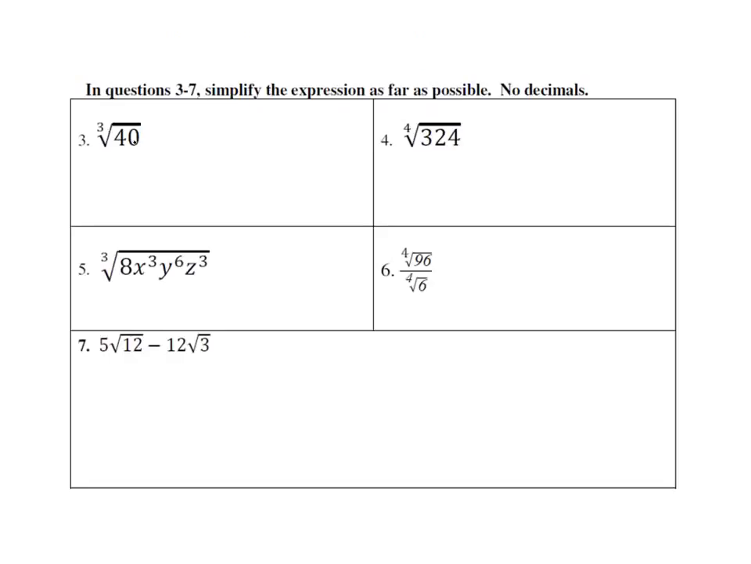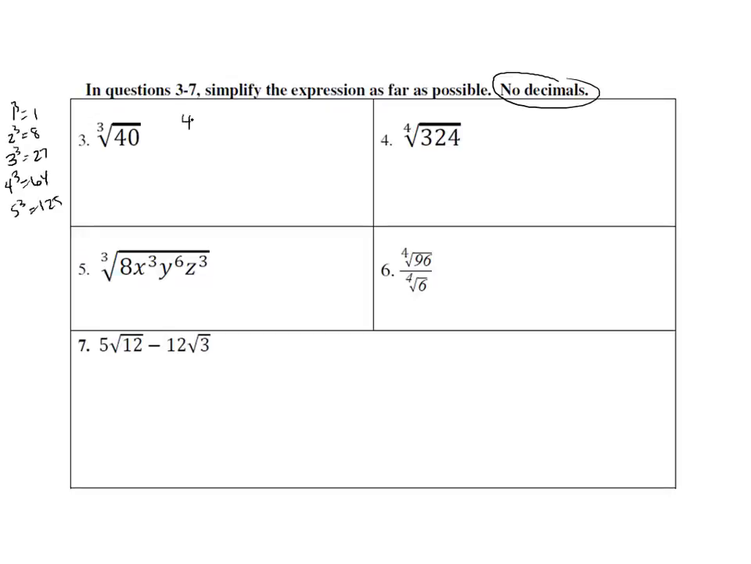So cube root of 40 cannot be done. It's a decimal, and this says no decimals. So we need to think of our list of perfect cubes. And to get a list of perfect cubes, you would cube a bunch of numbers. So like 1 cubed is 1, and 2 cubed is 8. You can use your calculator. 3 cubed, 4 cubed, 5 cubed, etc.